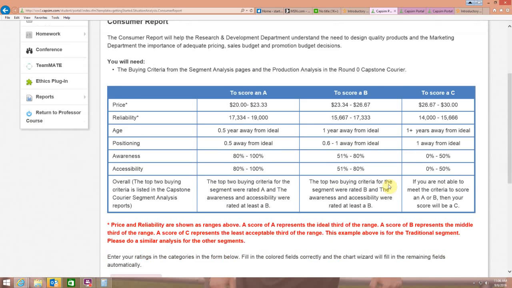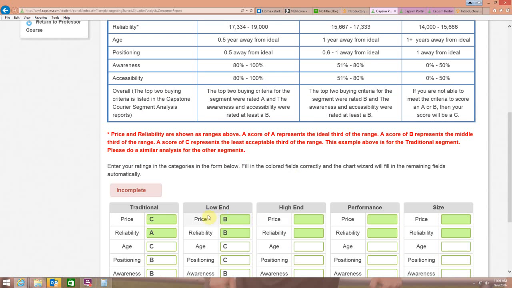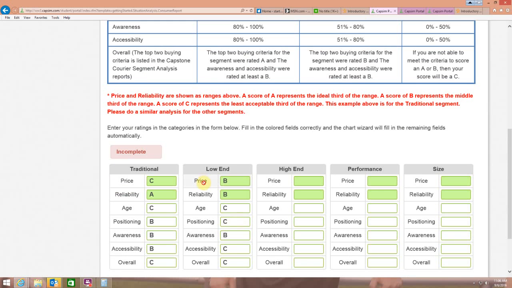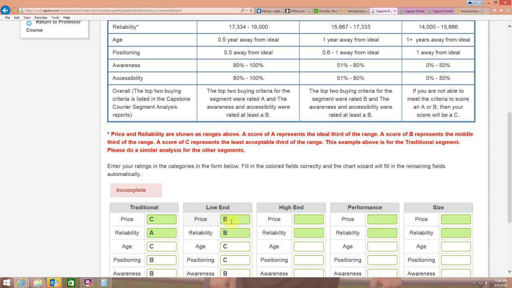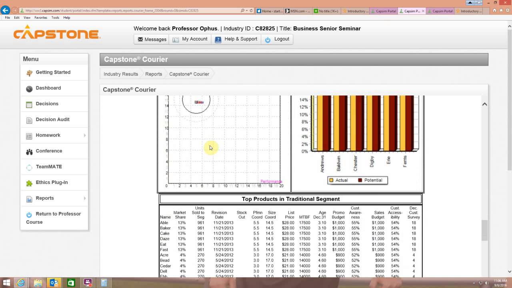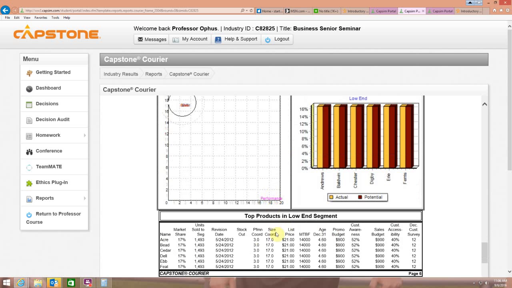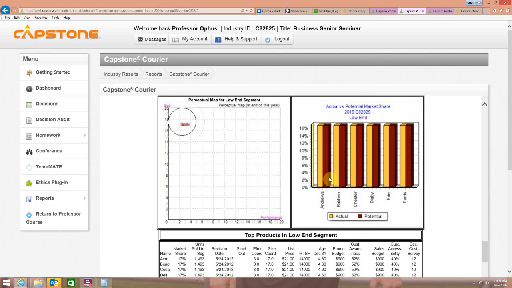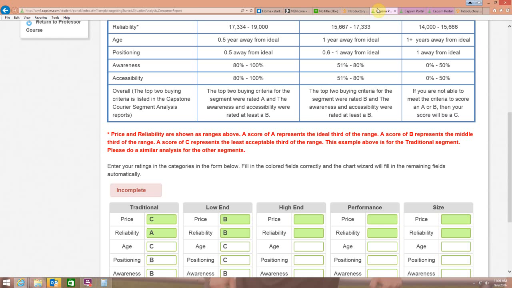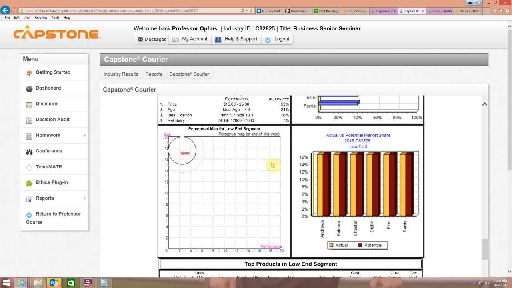Let's look at the low end then. Because I kind of did that, and I've already done this one. This one's already set in there. And again, if you figure out the price and reliability, it'll figure out the other ones for you. So for the price, I came up with a B. I got to scroll down to the low end statistics. What this is saying is that my price was 21 bucks. The other thing I need to look at is reliability, which is MTBF.